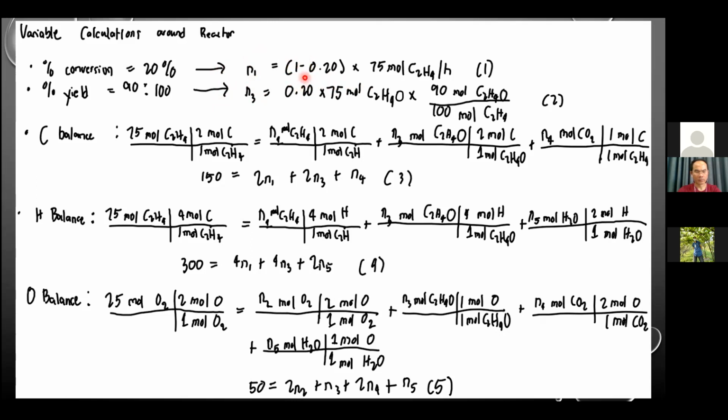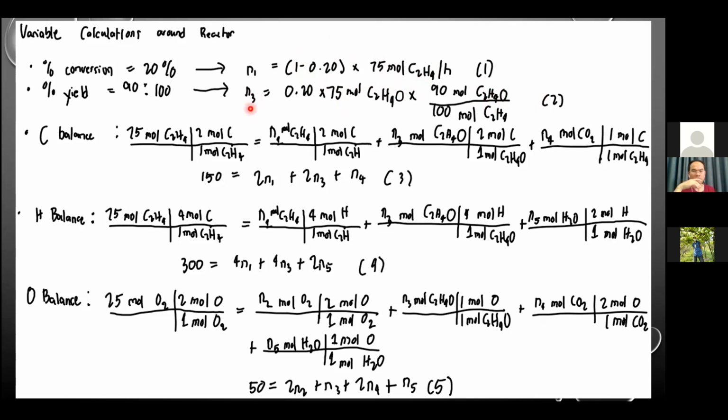Okay, so it is said that there is 20% single pass conversion of ethylene. So we're going to subtract the percentage of ethylene, this 20%, that is in the output. So we should know the percentage remaining in the output, which is 1 minus 0.20, is 0.8 or 80%, times the 75% mole of ethylene. So yeah, this is our first equation.